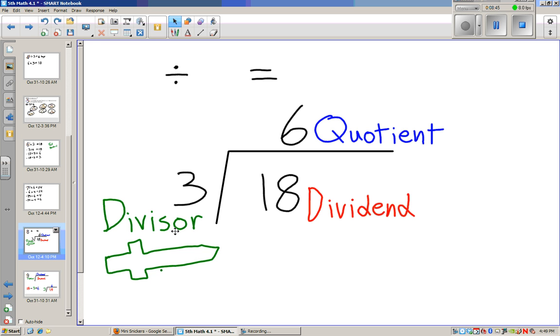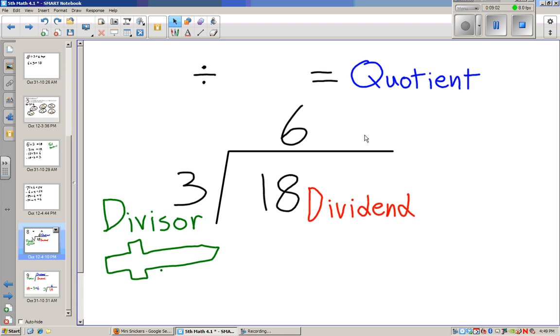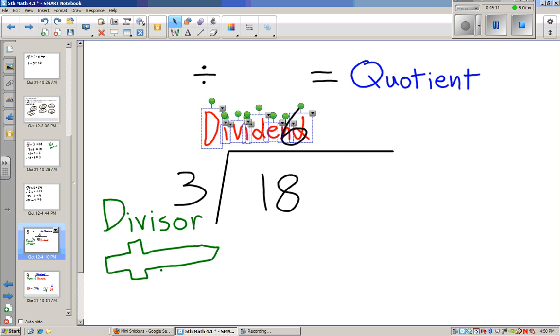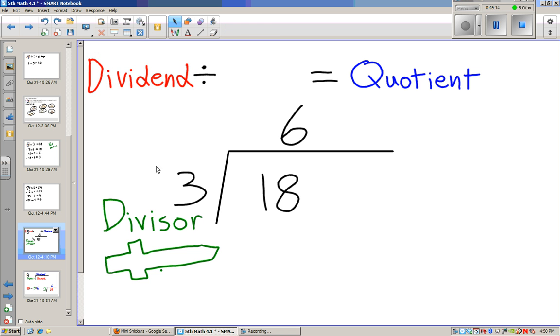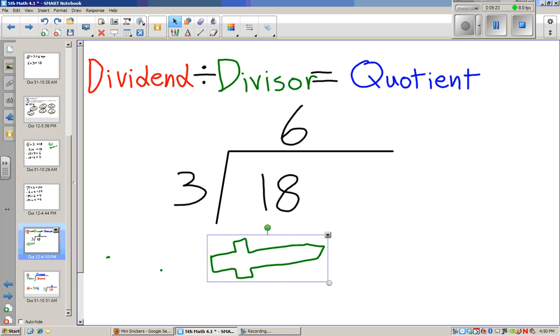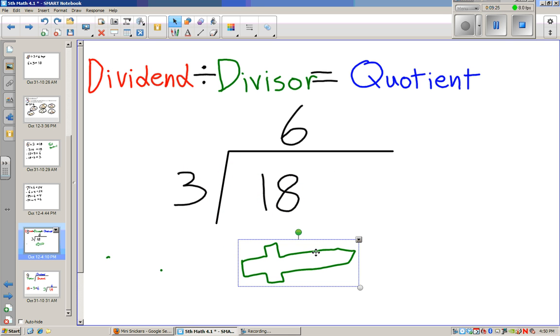So always think of the divisor as a sword. It's the one doing the cutting. And think of the dividend as the one that's getting cut up. And the quotient is your answer. Now, if it helps you, I can put these words up into this problem right here. Quotient. Dividend, that's the one getting cut up. And divisor, that's the one doing the cutting. Don't forget, the divisor is a sword, chopping up the dividend.